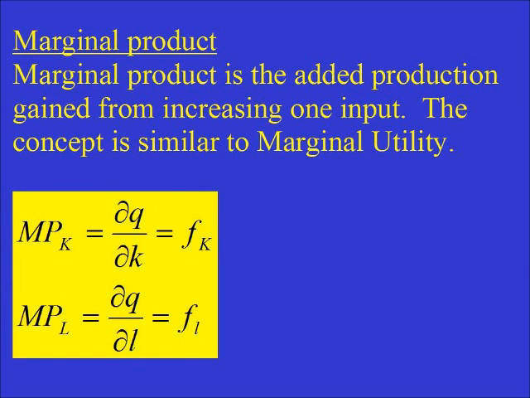Marginal product. Marginal product is simply the added production gain from increasing inputs by 1 unit. This concept is similar to marginal utility, where we increase a good by 1 unit and see how much utility increases by. In this case, since we have capital and labor, we're going to have a marginal product for capital, the marginal product of capital, which is simply the partial of output with respect to capital. And we have the marginal product of labor, which is the partial of output with respect to labor.